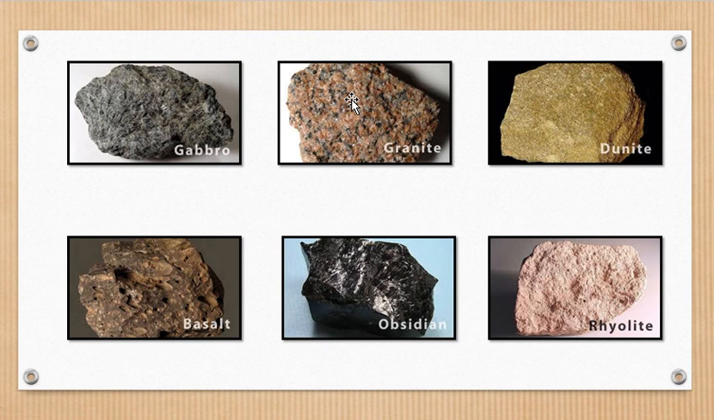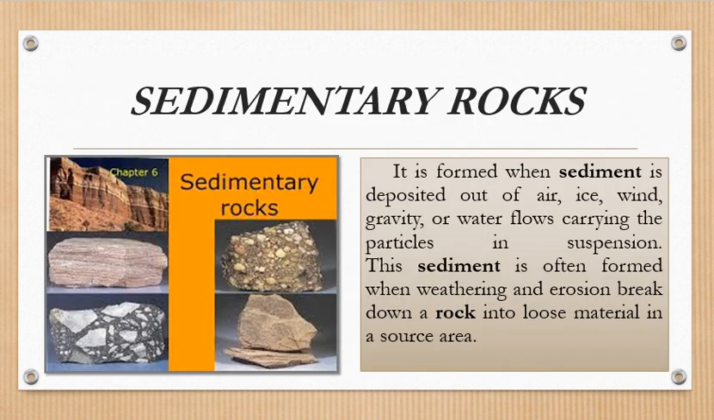Intrusive if it solidifies or crystallizes when the magma solidifies inside. But if the lava solidifies outside, that is what we call extrusive igneous rocks. So let's proceed. The next type of rocks, we have sedimentary rocks.